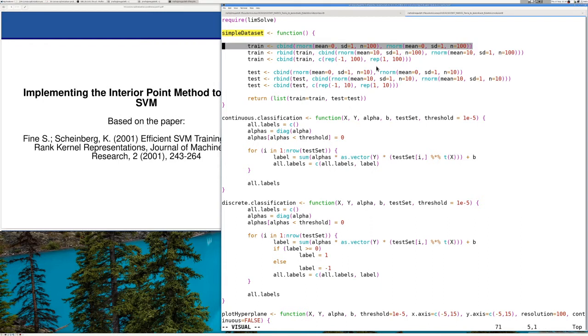This first Gaussian has the mean 0, 0, and this second has the mean 10, 10 by dimension. The first 100 elements will belong to the negative class, as you can see here, and the next 100 to the positive class. For the test set, I synthetically generate elements with the mean 0, 0 and with the mean 10, 10. I generate 10 elements each, 10 belonging to the negative class and 10 belonging to the positive class. And then I return this in a list with my train and my test sets.